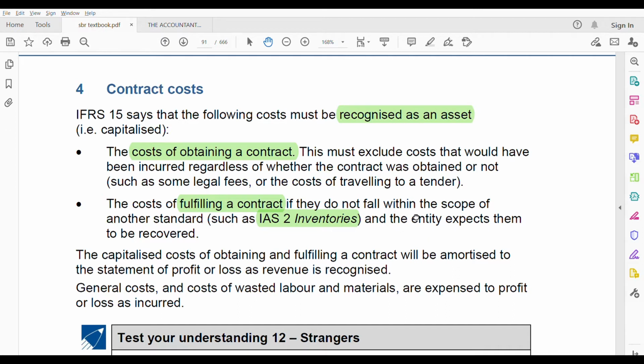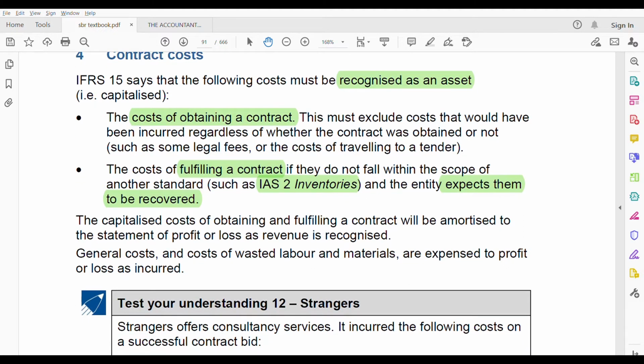You have to also expect them to be recovered. If you don't expect them to be recovered, then you cannot capitalize it as an asset. So the capitalized cost of obtaining and fulfilling a contract will be amortized to the statement of profit and loss as revenue is recognized. This will be amortized, the capitalized cost.